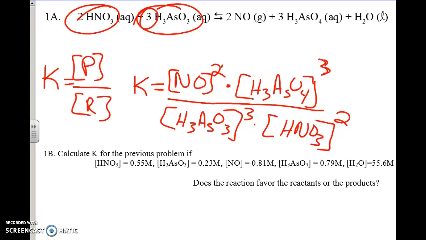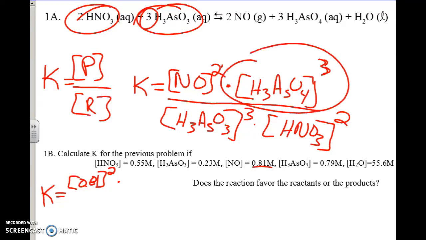Next, you're going to put in numbers for all of those items. So 1B is putting in all of the numbers. So K is going to equal, and our NO is this value, so that's going to be 0.81 to the second times, then we're going to do this part right here. So that is 0.79, and that's going to go to the power of 3.